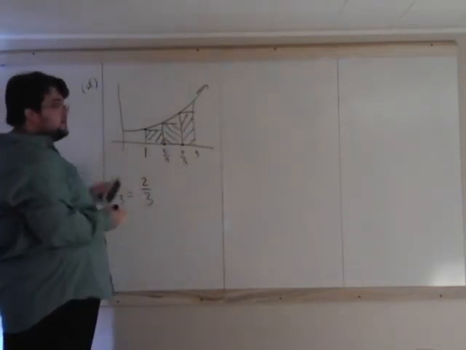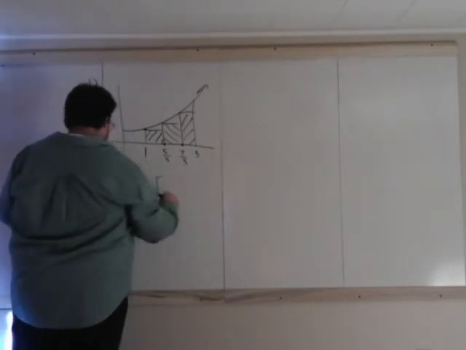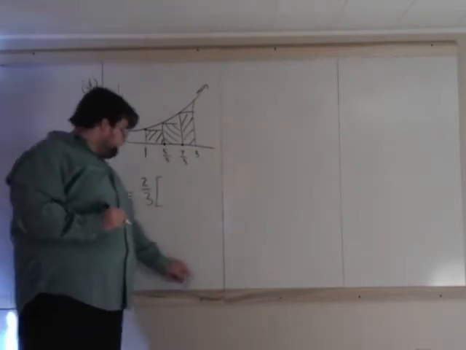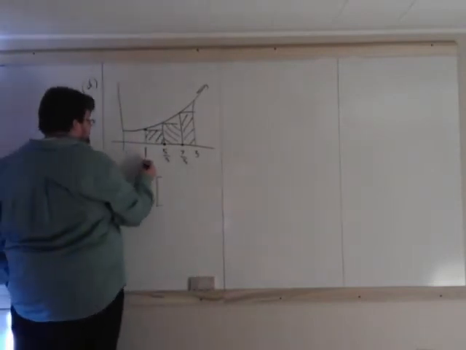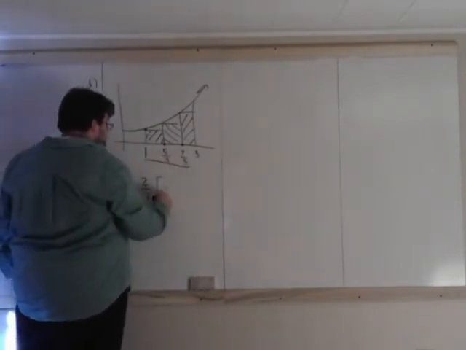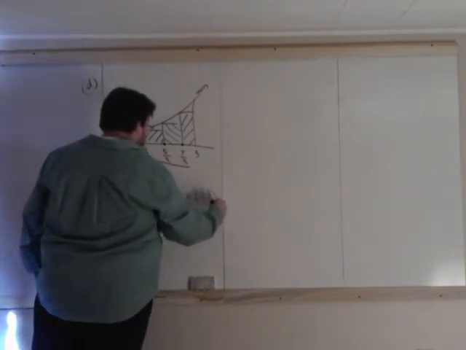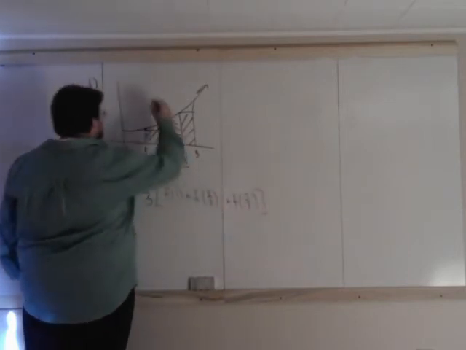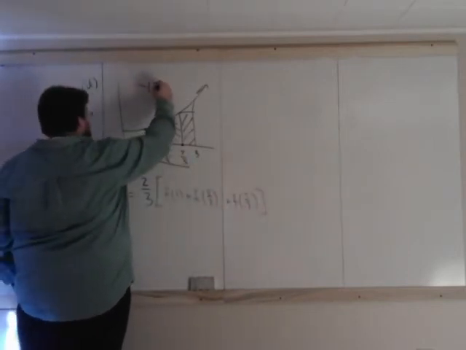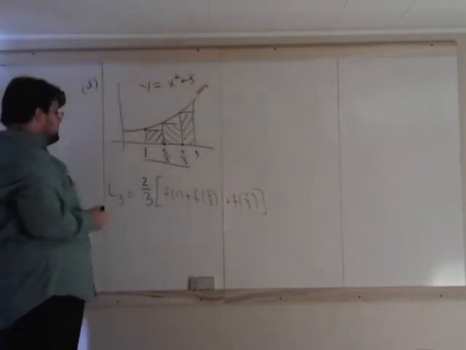You don't necessarily have to draw the diagram. I like drawing the diagram sometimes. So 2/3. We want the left endpoint, so we're going to use these values. We have f of 1 plus f of 5/3 plus f of 7/3. And this function is given by those values.